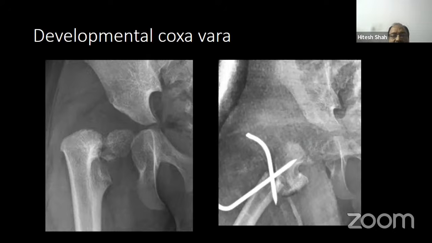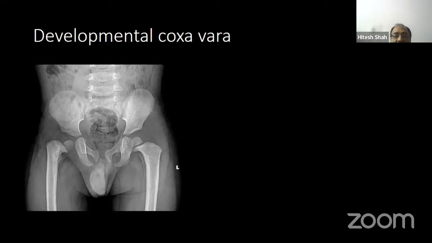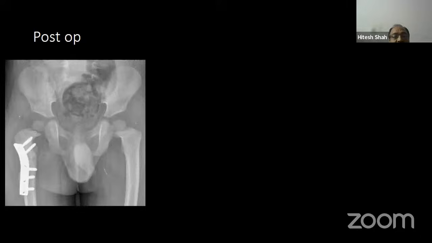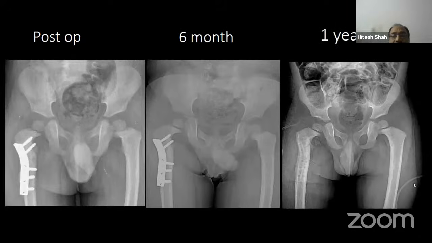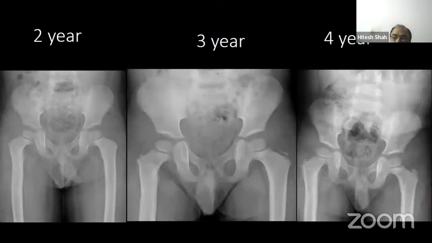It can be done at a very early age, but the issue is that we don't have very strong implants, so we need to use K-wires and a spica. The child has got a good correction. Another child was treated with a valgus osteotomy, got a good correction at follow-up, and it has been maintained after 5 years of follow-up.